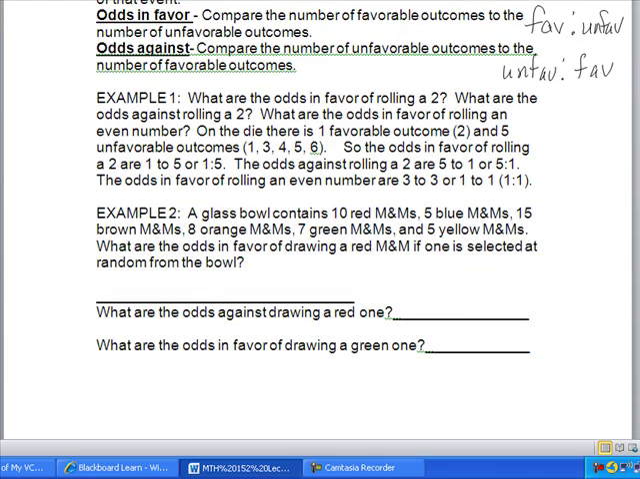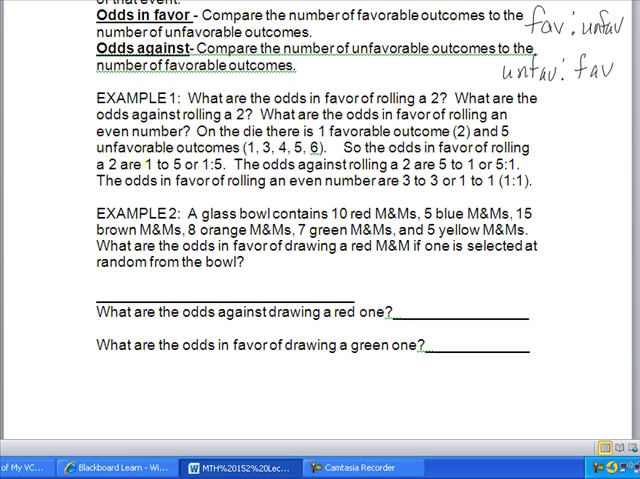So let's look at a couple of examples. What are the odds in favor of rolling a 2? What are the odds against rolling a 2? And what are the odds in favor of rolling an even number? So I have 3 questions here, so let's start with the first one. On the die there is 1 favorable outcome, that's the 2, and 5 unfavorable outcomes. So the odds in favor of rolling a 2 will be 1 to 5.